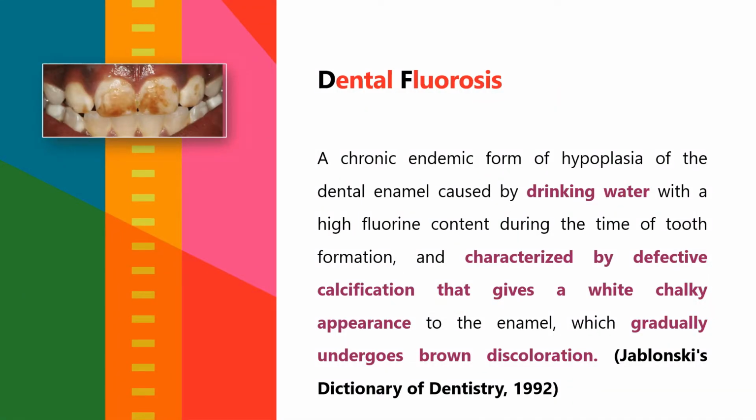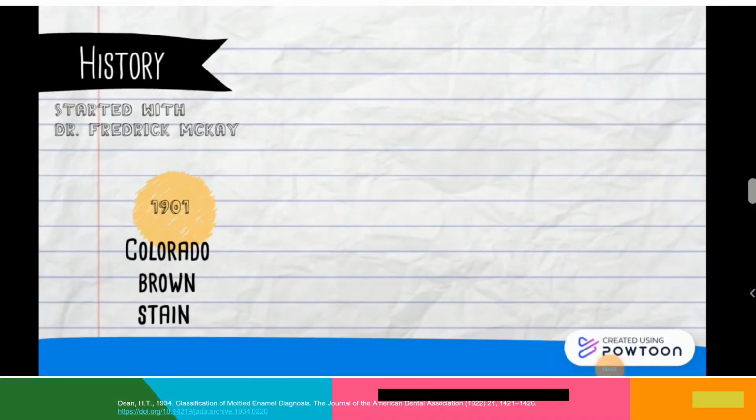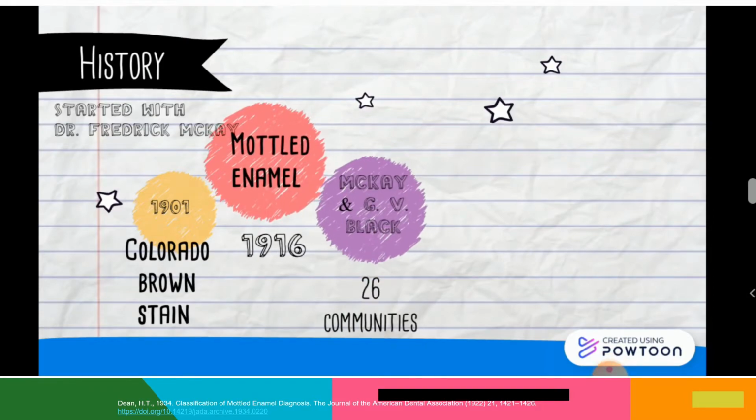Before proceeding further, let us see some fundamentals. The definition of dental fluorosis tells us that the cause of fluorosis is a high concentration of fluoride in drinking water. It is characterized by defective calcification that gives a chalky white appearance, and it gradually undergoes brown discoloration as the period of stay of the tooth in our oral cavity increases. With time, it takes color from the environment. We have already spoken about the history of dental fluorosis in our another video.